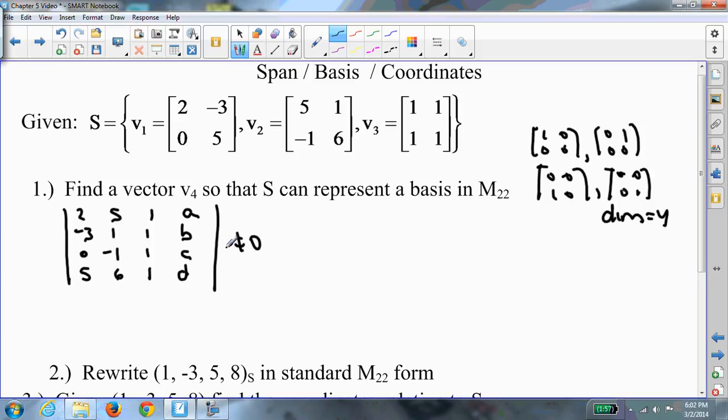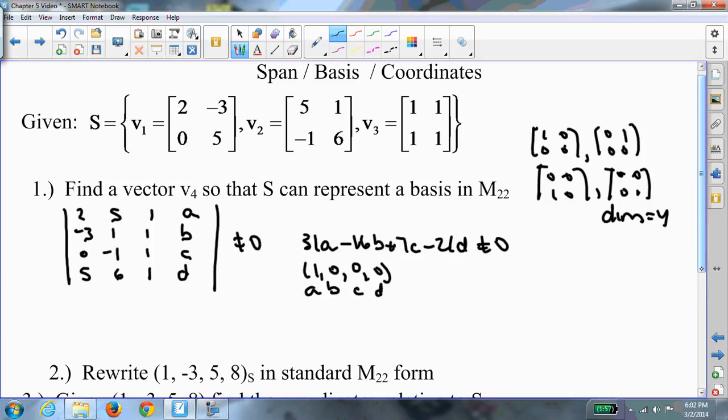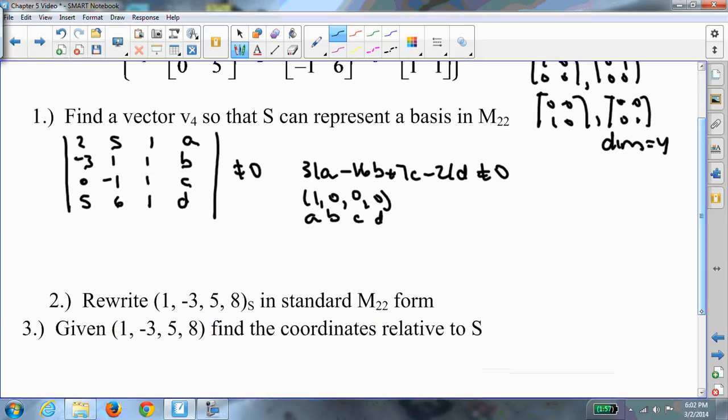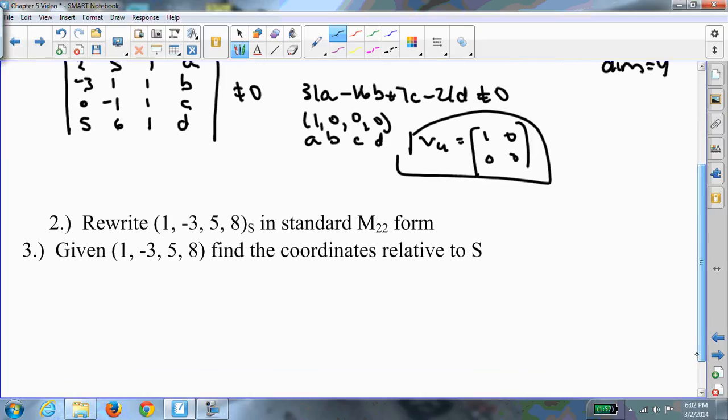So if I find a relationship with this, with my calculator, I get 31A minus 16B plus 7C minus 21D cannot equal 0. So basically I need to define an A, B, C, and D so that it's not equal to 0. How about if I just use 1, 0, 0, 0 for A, B, C, and D? Okay. But again, my original vectors were matrices, 2 by 2s, so I want to rewrite this as a matrix. So V4 is actually going to be the matrix 1, 0, 0, 0.